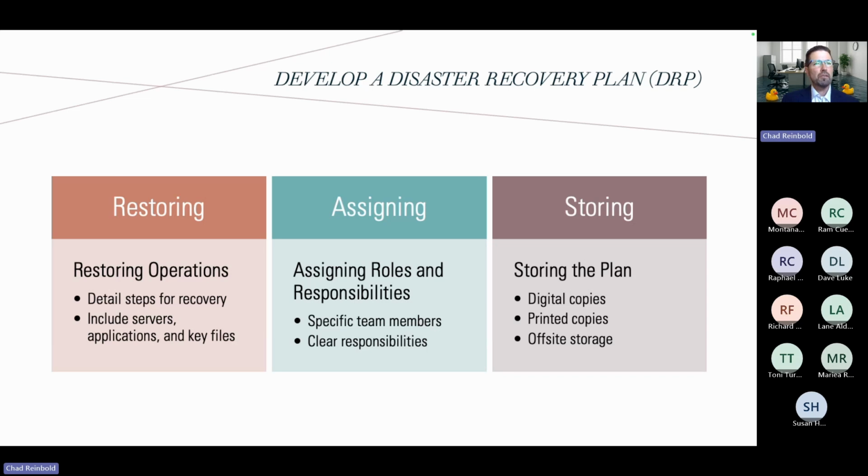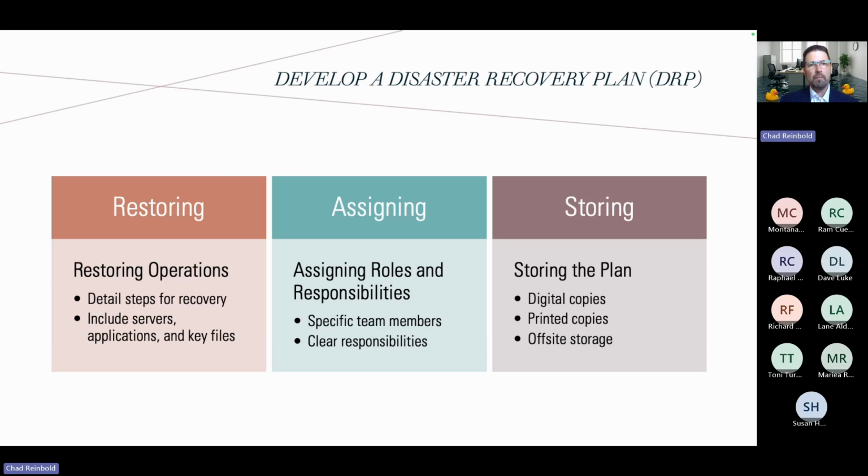So the first one is developing the plan. You actually have to sit down and come up with that plan. You need to design recovery steps and the order. You need to think about your servers, your applications, maybe some key files that you have, and you need to come up with a plan based on all of those. That list for some businesses might be very extensive. You need to identify critical systems and users. So what system is most critical to keeping revenue coming in the front door?